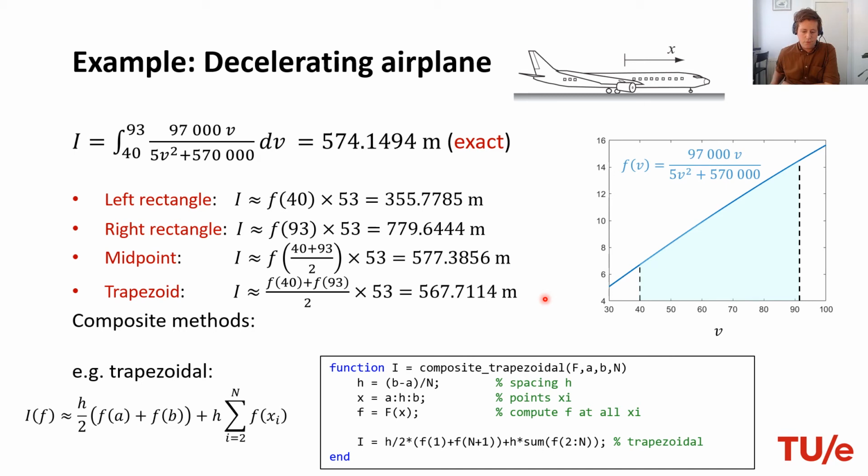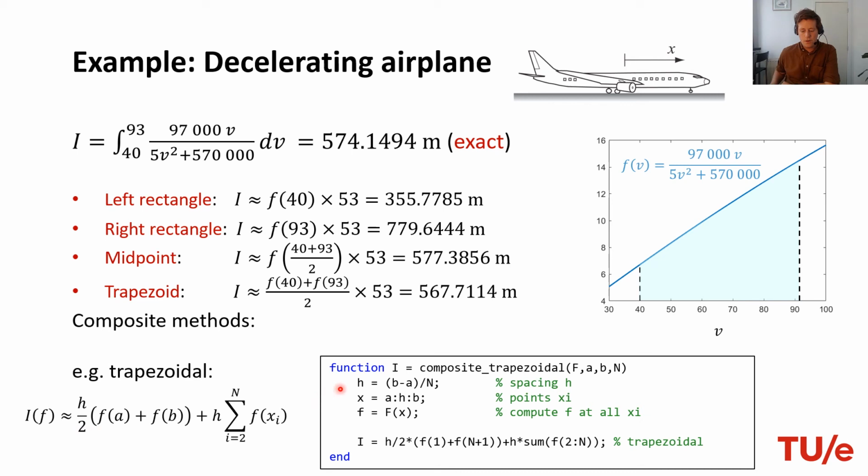However, I also mentioned this before, but we can use these kind of composite methods when we want to increase the accuracy of our numerical integration. And I already showed how to implement this, for instance, for the midpoint rule or the left rectangle rule. And here I show it again for the trapezoidal rule.